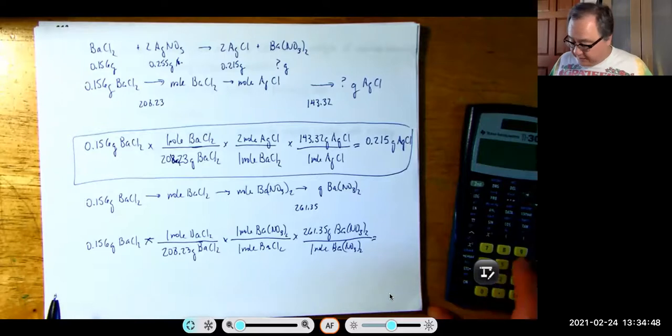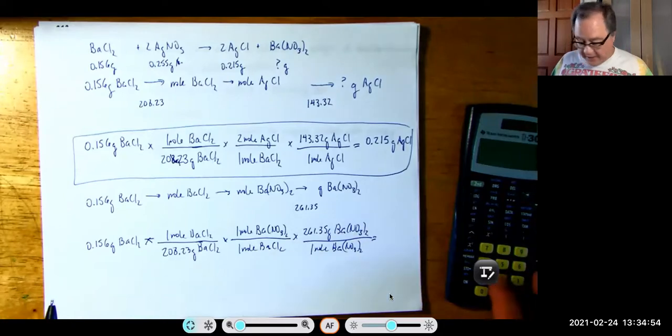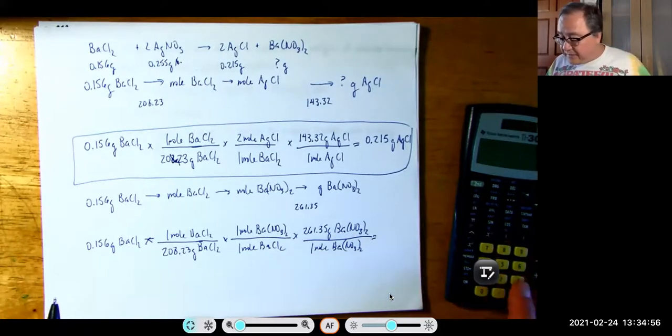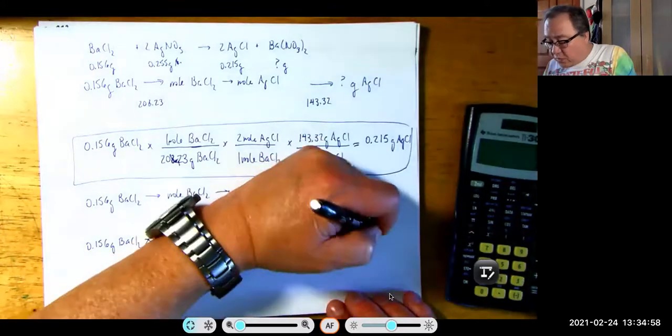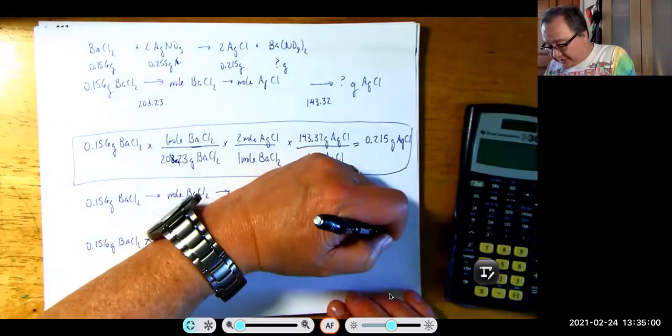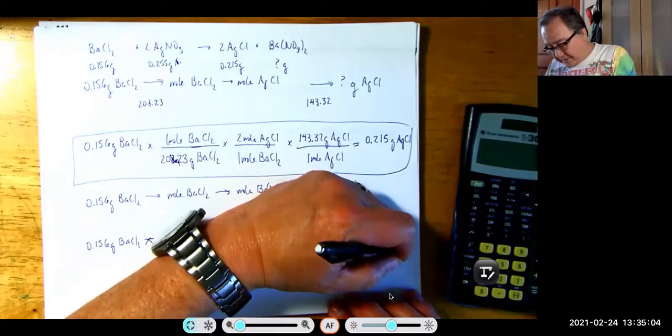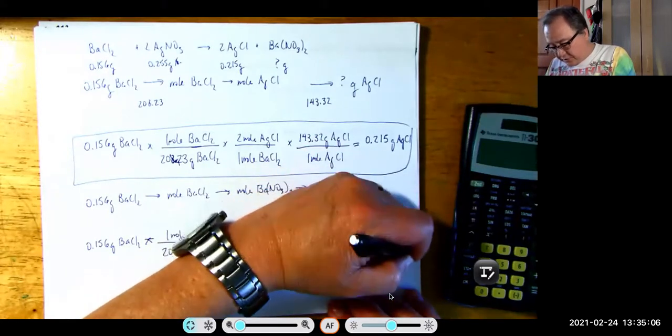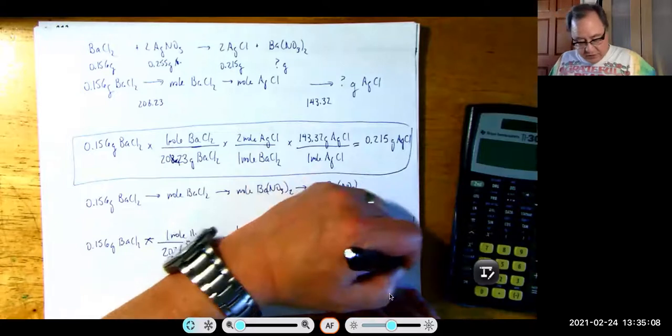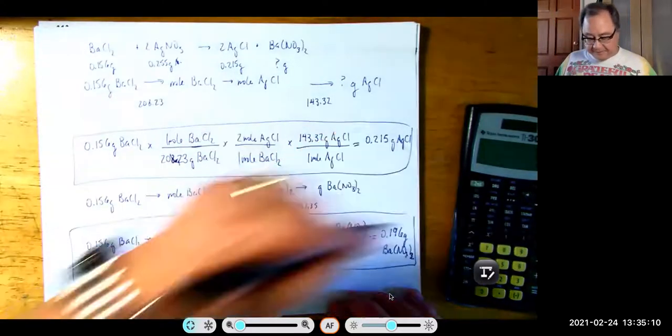0.156 times 261.35 divided by 208.23, and we get 0.196 grams of barium nitrate. That should be a 2 there. So there would be the work.